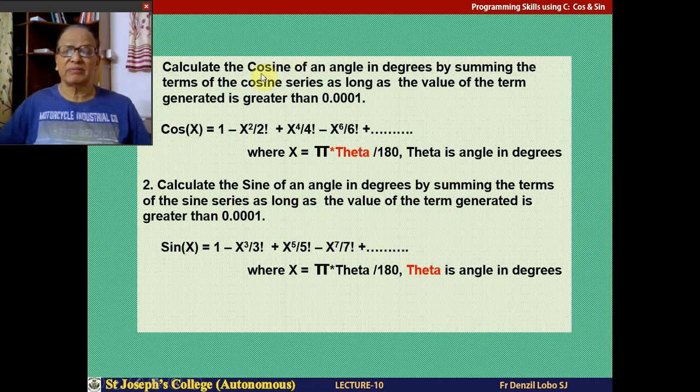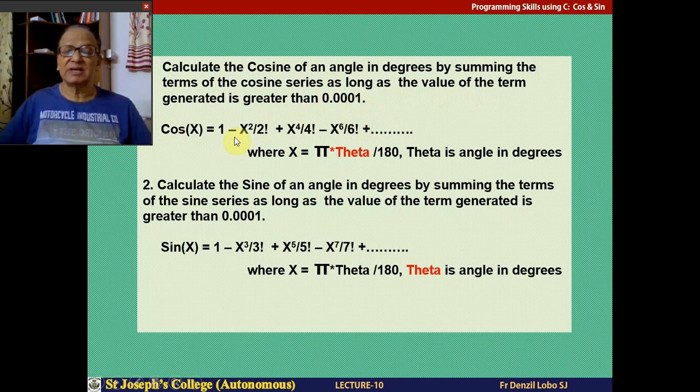Now we have both the problems. Calculate the cosine of an angle in degrees by summing the terms of the cosine series. This is the cosine series, as long as the value of the term generated is greater than 0.0001. So that is our task.